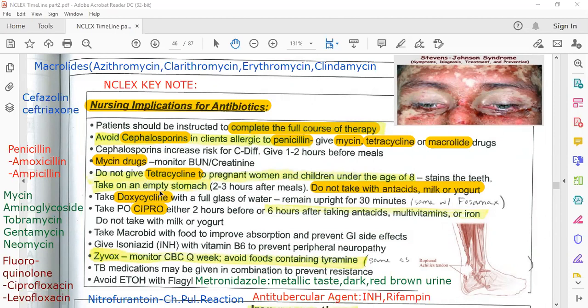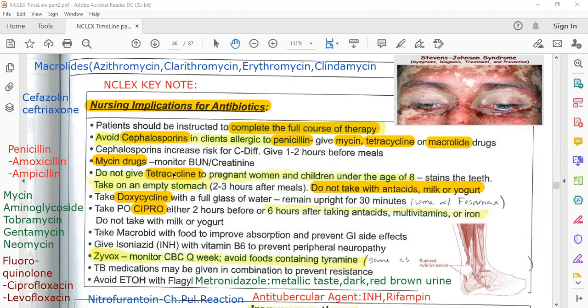And here, another one, do not give tetracycline to pregnant women and children under the age of 8 years because they can cause staining of the teeth. The examples of tetracycline we use are tetracycline itself, doxycycline, minocycline, or demeclocycline.